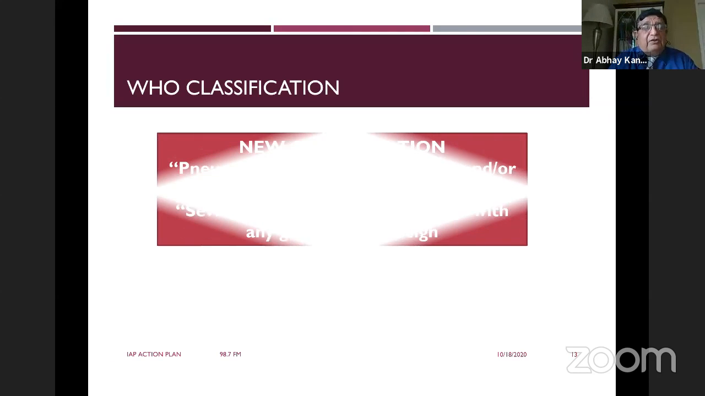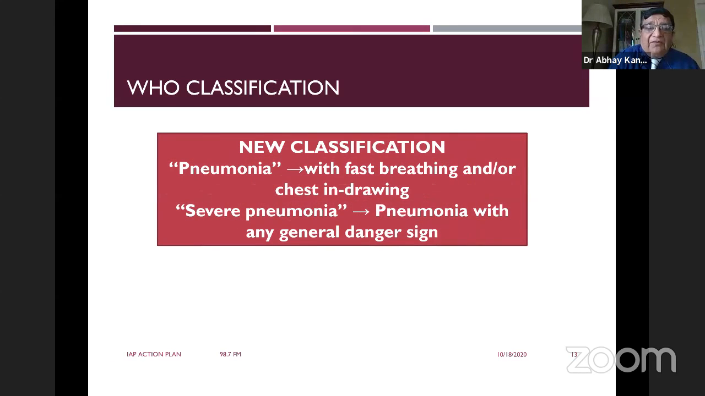Now we have the new WHO classification, and it has only 2 categories. Previously, we had 4 categories. Now we have only 2 categories. One is pneumonia: any child who has fast breathing and or chest indrawing. Severe pneumonia means the child who has pneumonia with any of the general danger signs.